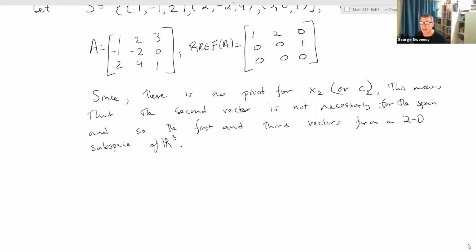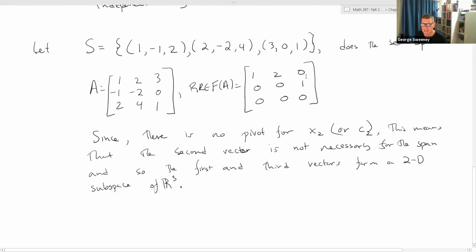Good. I'm actually really happy because that's another piece that we really want to get at. If I'm missing a pivot, the columns that do have pivots, 1, -1, 2, 3, 0, 1, form the column space of A. That's how we find a column space. And so that column space only has 2 vectors in it. So it's a 2D subspace of R3.